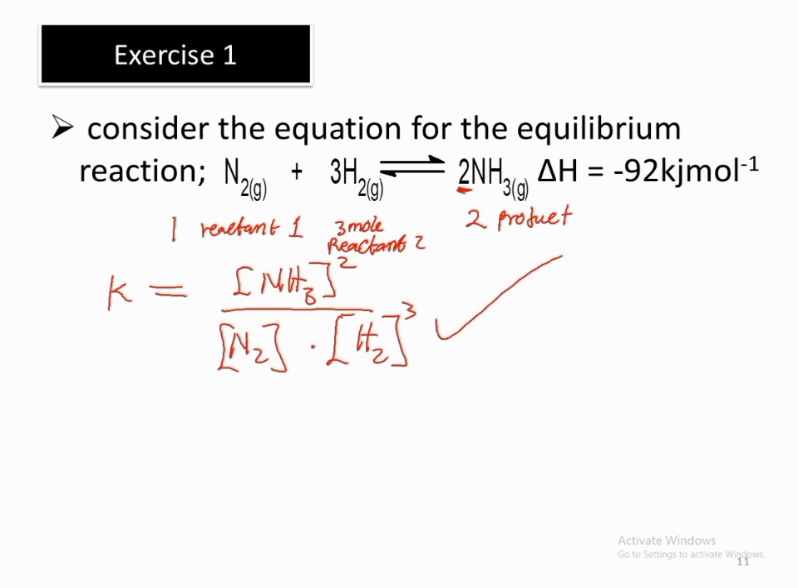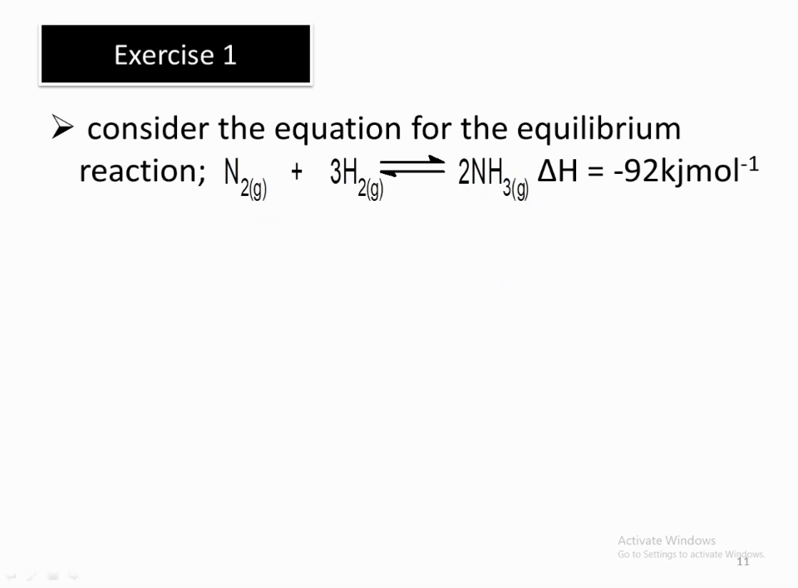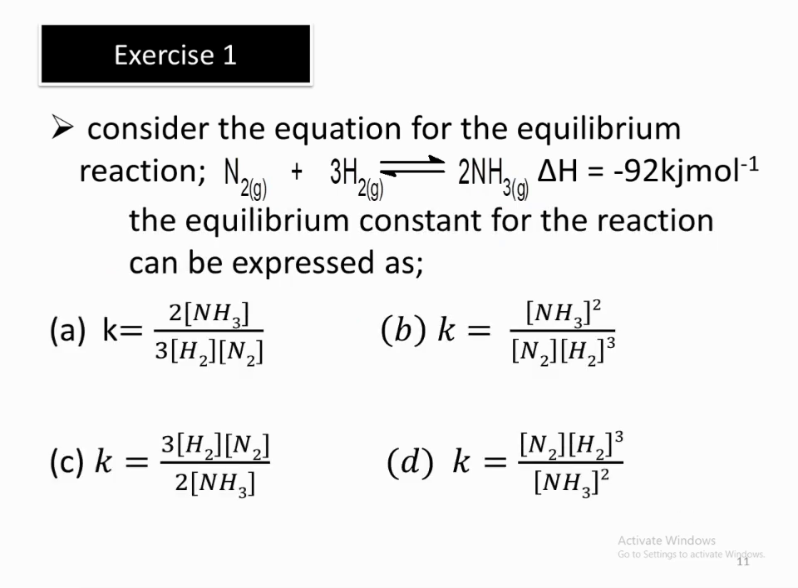Okay, let's see if there are options here and see which of them correctly matches the expression we've just done. Now, here are the options. Which of them is actually what we just did? Looking at everything here, you will discover that option B is what we just did. Yes, this is ammonia raised to power 2, that's NH3 squared, divided by N2 and H2 raised to power 3. This is the answer to that question.